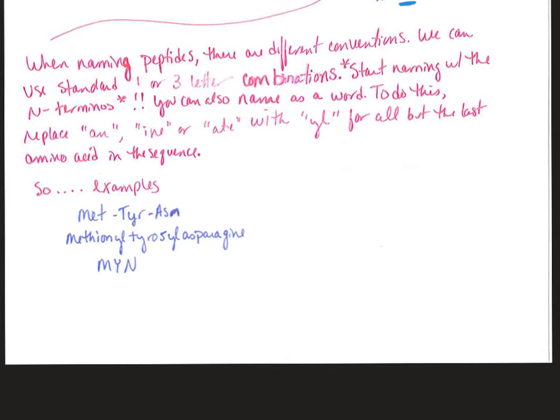So if you are going to combine methionine, tyrosine, and asparagine, you could put it as MET-TYR-ASN. So that would be one way to write that. Or we can write it methionyl tyrosyl asparagine. That's all one word. That's kind of crazy. Or just simply MYN. So sometimes those things don't end in INE like I mentioned. Sometimes they end with AN or ATE. All of those terms just get replaced with that YL.